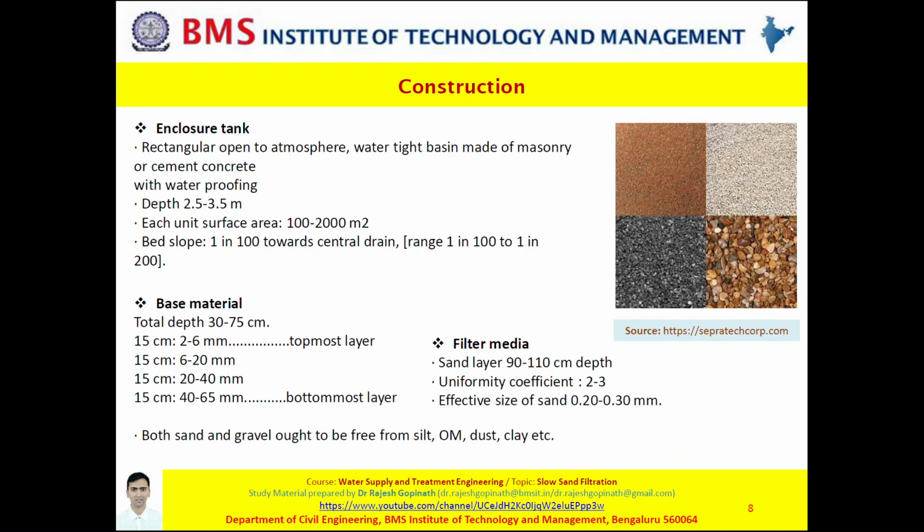So basically, whatever I had spoken now, let us recap. As I told you, enclosure tanks are those tanks which are open to atmosphere, rectangular in shape, made up of cement concrete. They are watertight, and they have a depth which extends up to 3.5 meters, and the surface area is about 100 to 2000 meters square, and the bed slopes 1 in 100 towards the central drains. Also, as described before, the information pertaining to base material, that is gravel, and the filter media has been described.